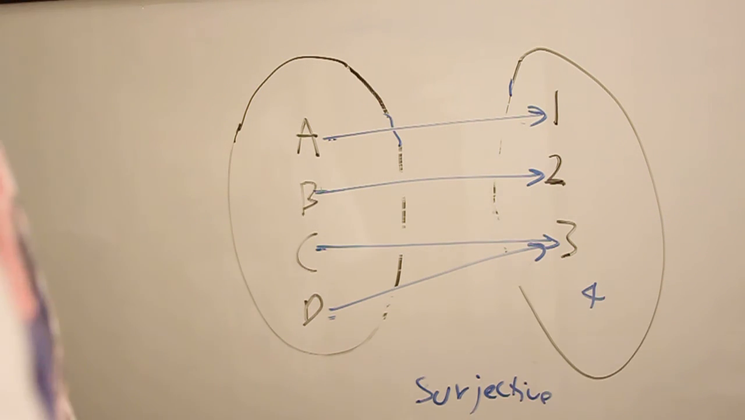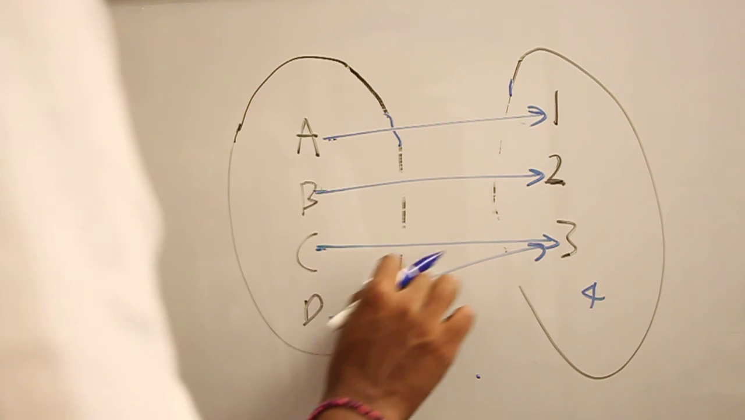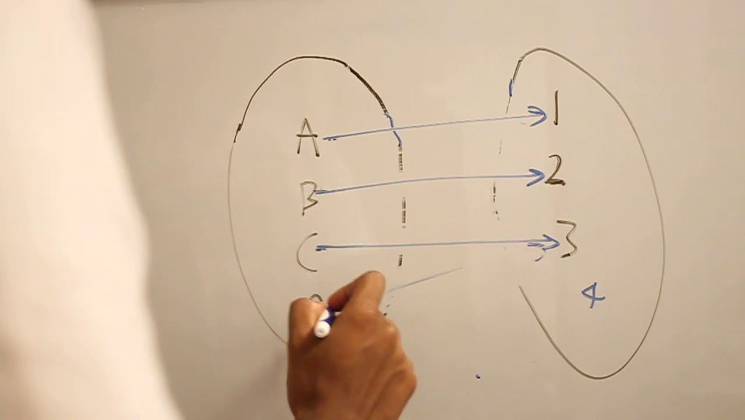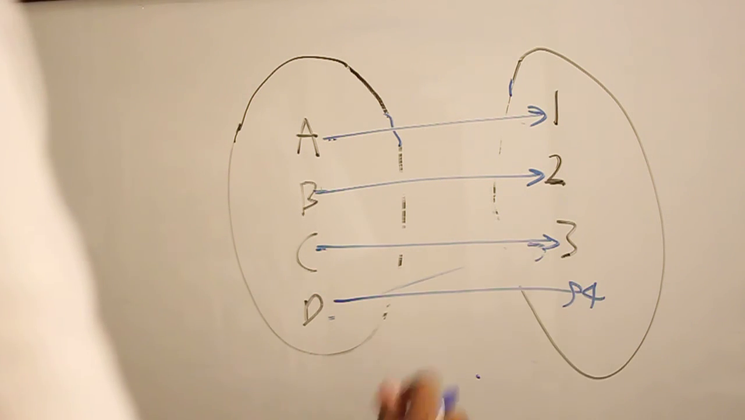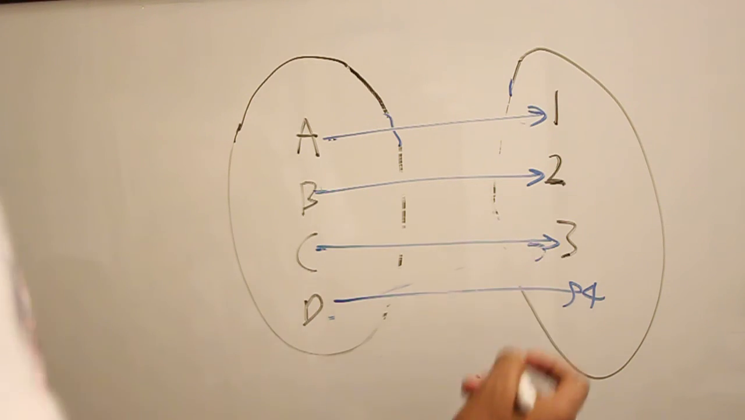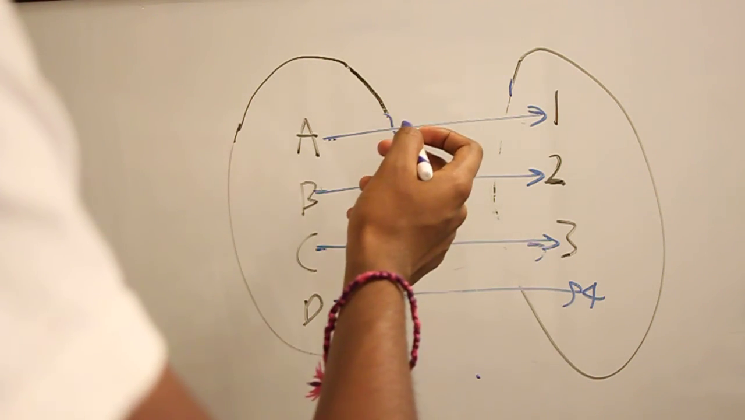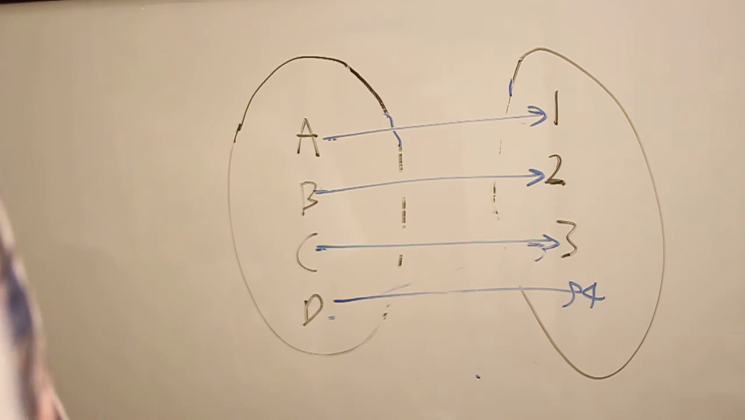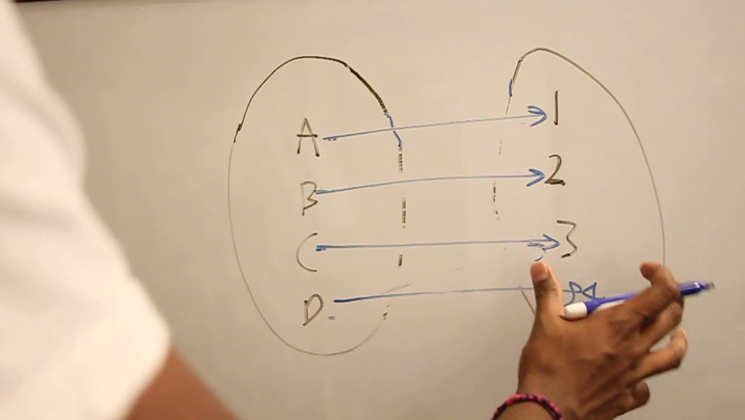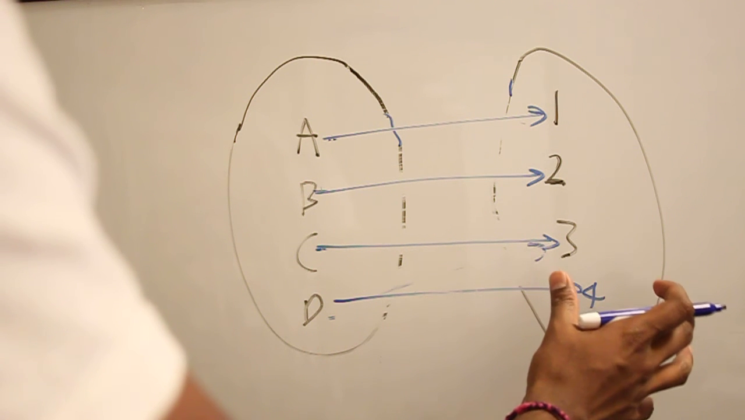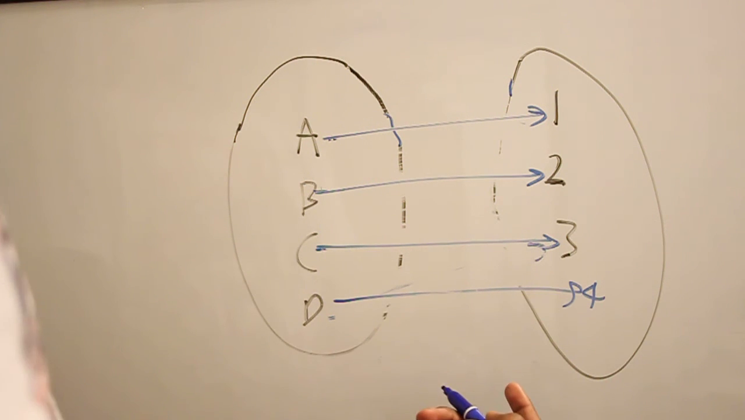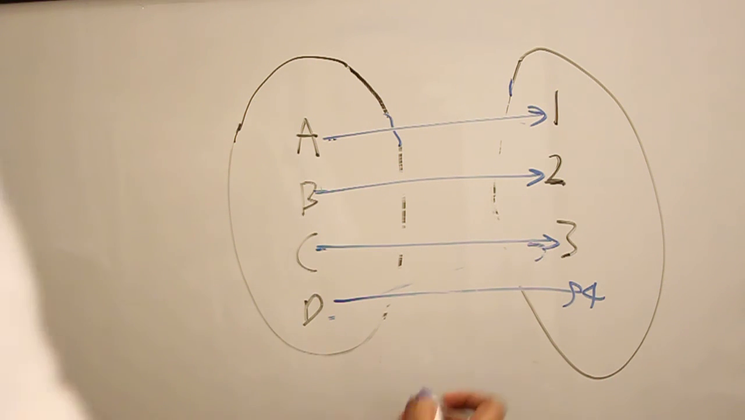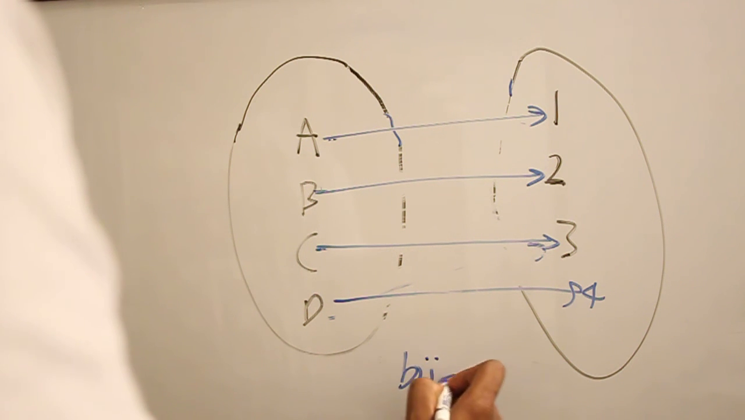Now let's add 4 back in, and let's change the mapping from D to 3 to D to 4. In this case, this is an injective function because all the mappings are one-to-one, A maps to 1, and so on. And it's also surjective because every element in this set is being mapped by some element in this set. So this is both injective and surjective, and this is what we call a bijective function.